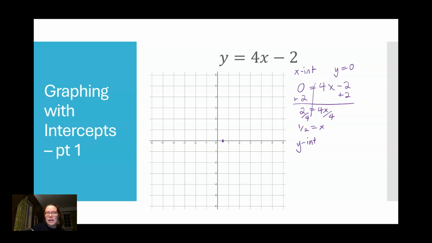When we're doing the y-intercept, that happens when x is equal to 0. So we're going to take our equation and put 0 in for x this time. See what we get. 4 times 0 is just 0, so that guy's gone, and we have 0 minus 2. It's -2. So we're going to go to -2 on the y-axis.